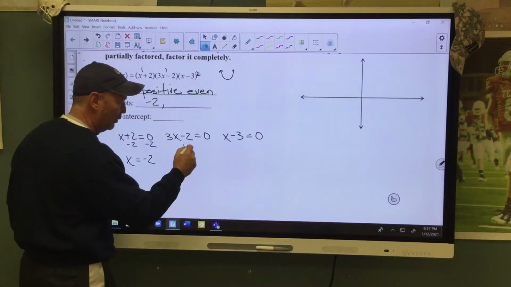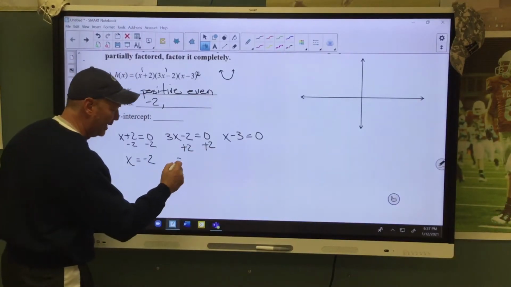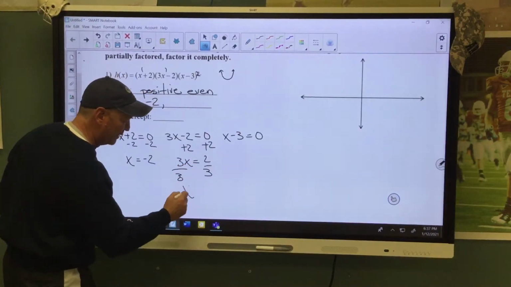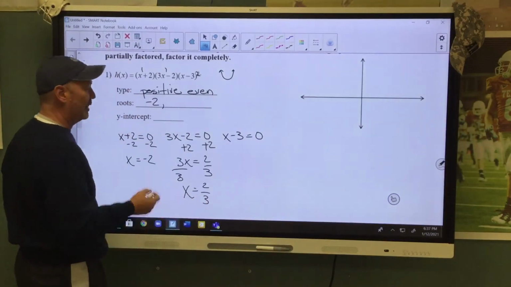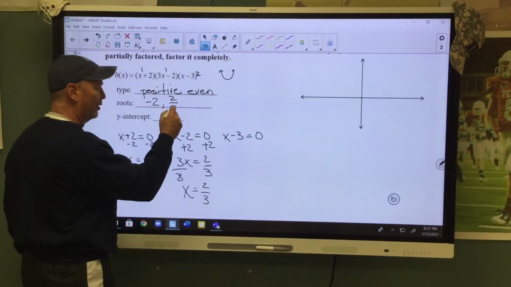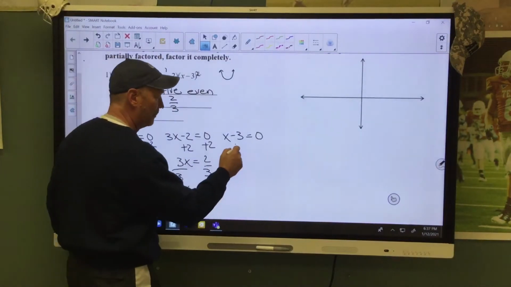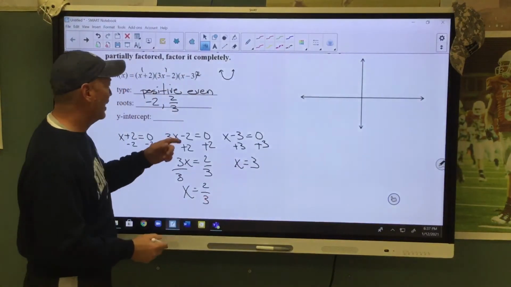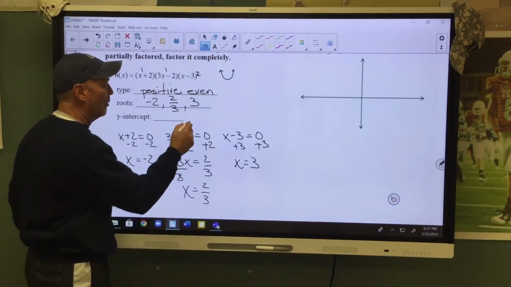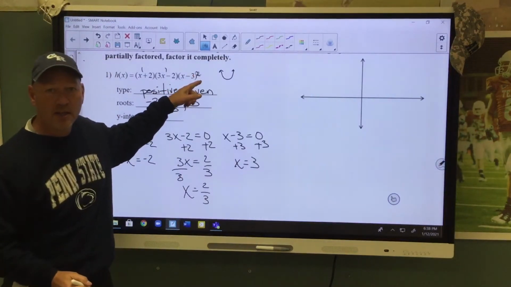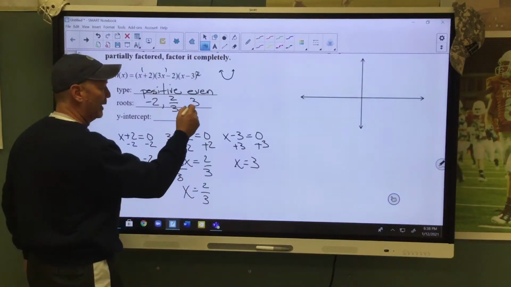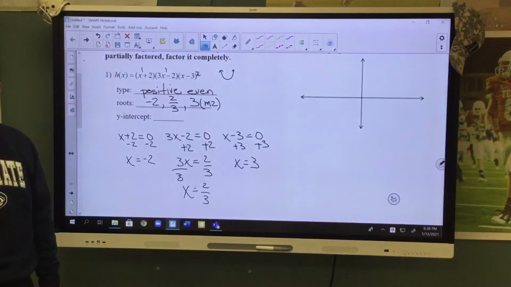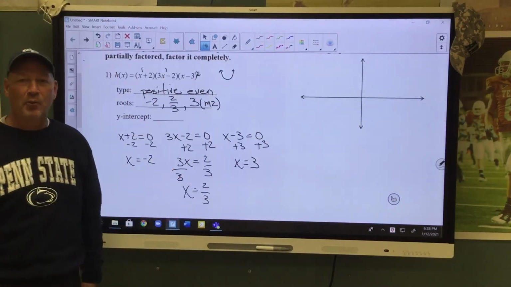We're going to go plus 2, 3x equals 2. We're going to divide by 3, and we're going to get x equals 2/3. There's another root, 2/3. We're going to go plus 3, x equals 3. There's my last root of 3. But this was squared. And remember, if it's squared, we're going to write this as an M2. Got it? Okay. They're going to ask you to find the Y-intercept.